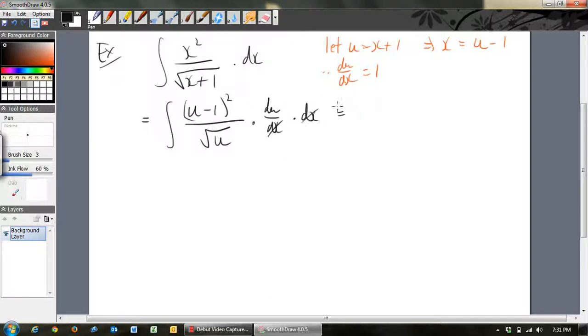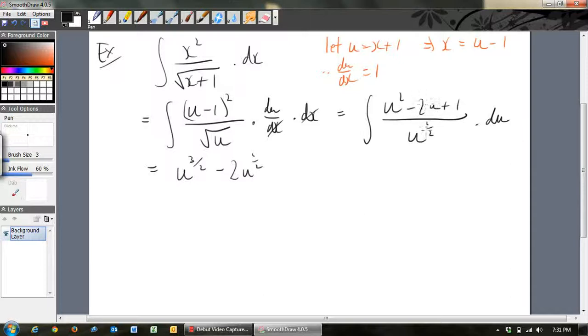Okay, so let's just do this. What I'm going to do is expand. I'll just rearrange it. So expand the top one, u squared minus 2u plus 1 over u to the half du equals, and I'll go through. u squared divided by u to the half, that is u to the 3 over 2. Minus 2u divided by u to the half, so that will be minus 2u to the half, plus 1 divided by u to the half, so that's plus u to the negative half, du. Whoops, I lost my integral somewhere along the line there.